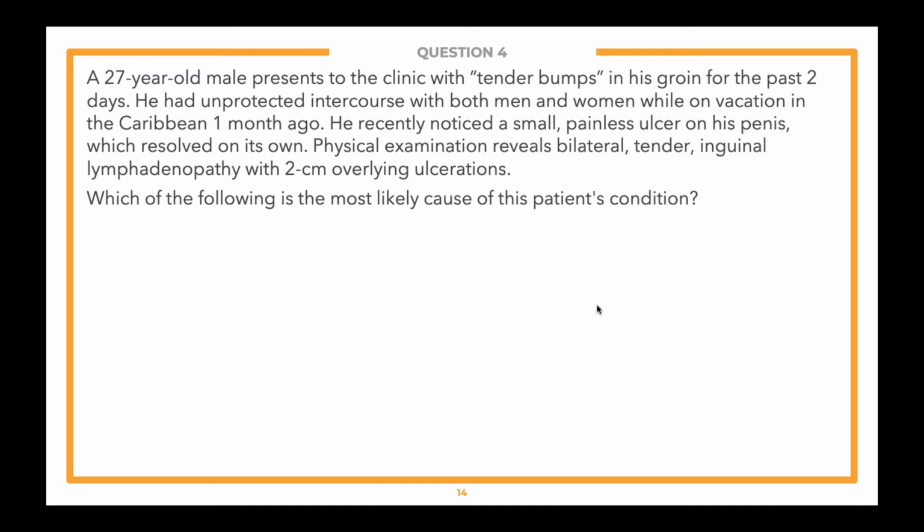So let's go ahead and take a look at that vignette. A 27-year-old male presents to the clinic with tender bumps in his groin for the past 2 days. He had unprotected intercourse with both men and women while on vacation in the Caribbean 1 month ago. He recently noticed a small painless ulcer on his penis, which resolved on its own. Physical examination reveals bilateral, tender, inguinal lymphadenopathy with 2-centimeter overlying ulcerations. Which of the following is the most likely cause of this patient's condition?